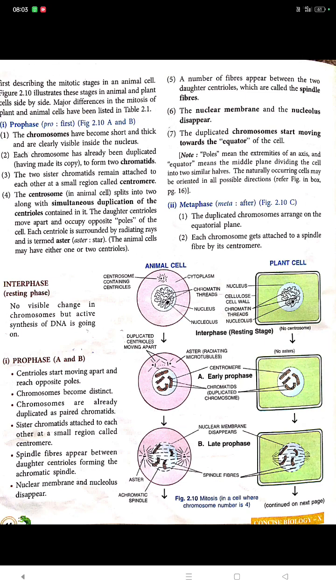Chromosomes become distinct, meaning they condense. Chromosomes are already duplicated as paired chromatids. Sister chromatids are attached to each other at a small region. Spindle fibers appear between the centrioles, forming a spindle. The nuclear membrane and the nucleus disappear. Let's go to the next page.